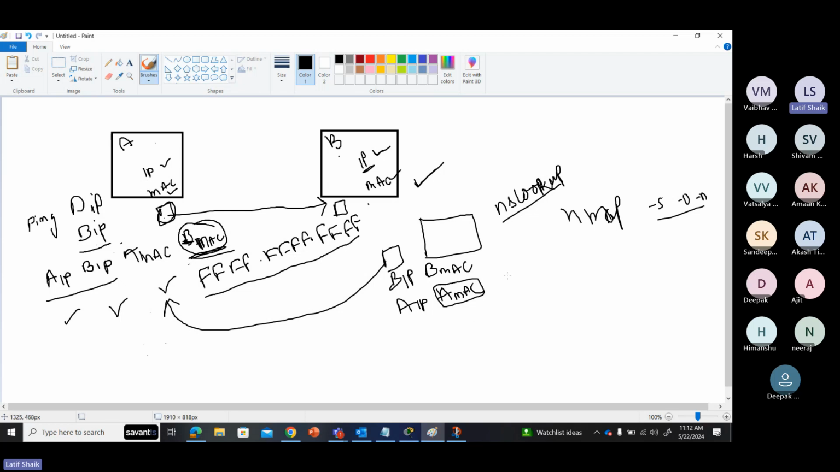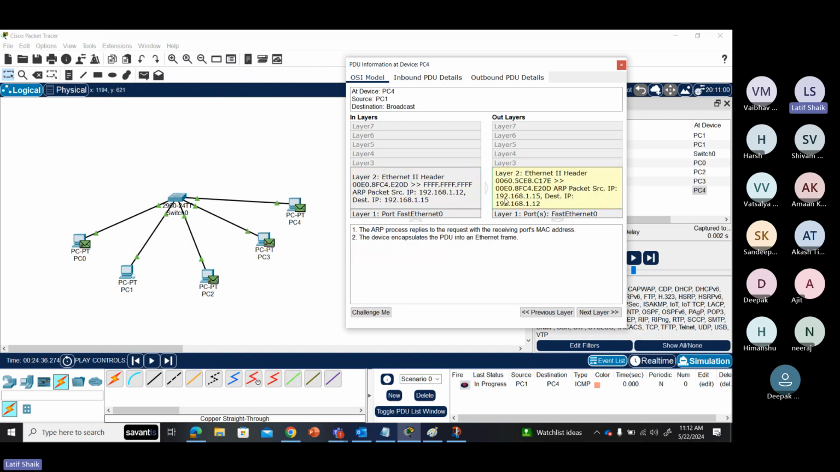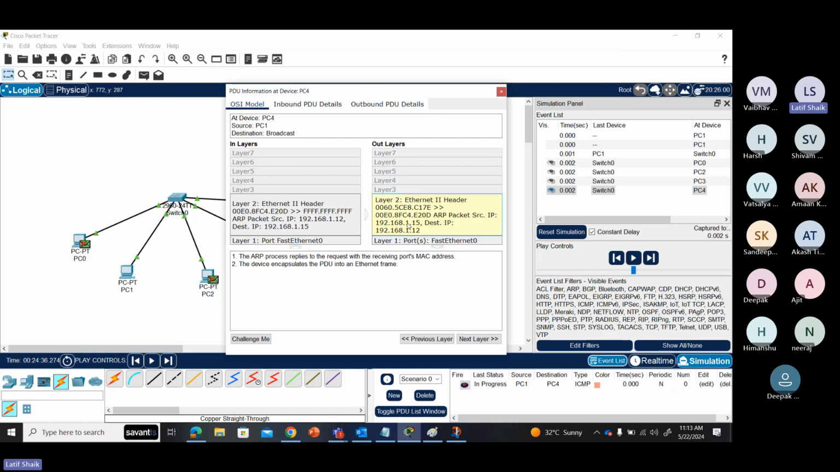Why not the broadcast address? If you see this packet here, it shows source IP address 1.15, destination IP address 1.12, and the source MAC address and destination MAC address. And it is telling this is a destination MAC address, instead of using broadcast. How does this system know the destination MAC address of PC1 while replying to the packet?